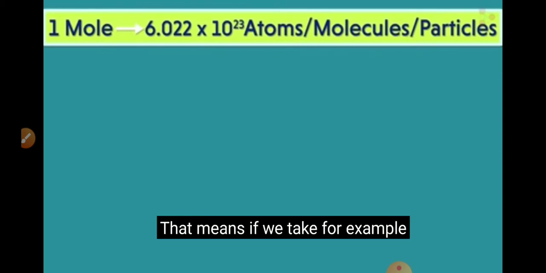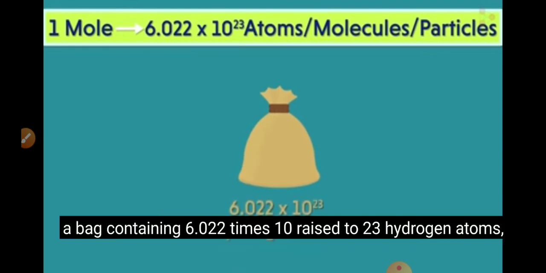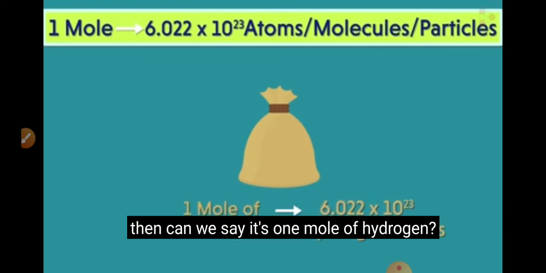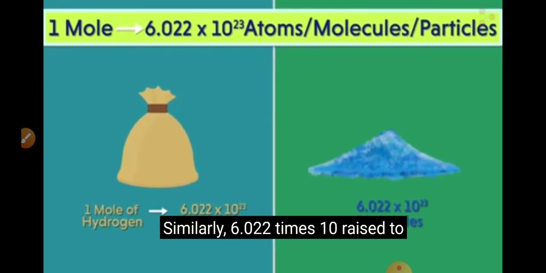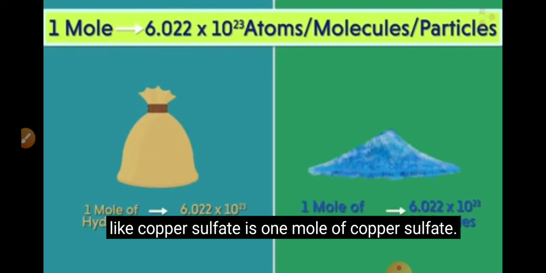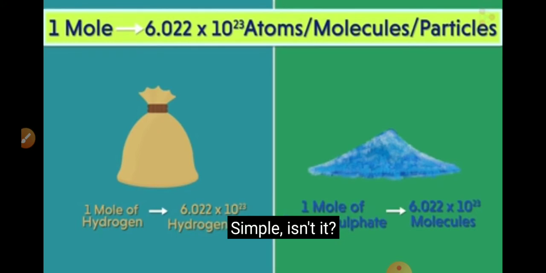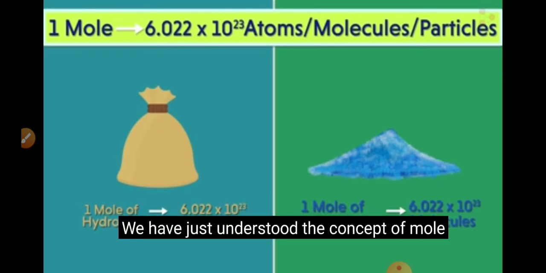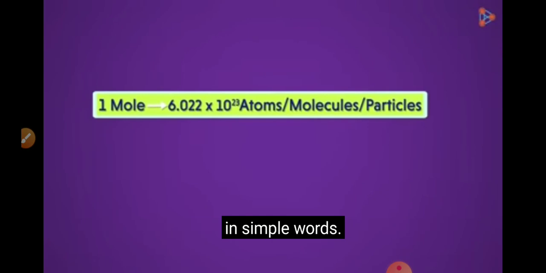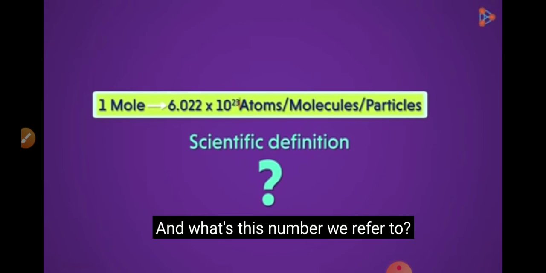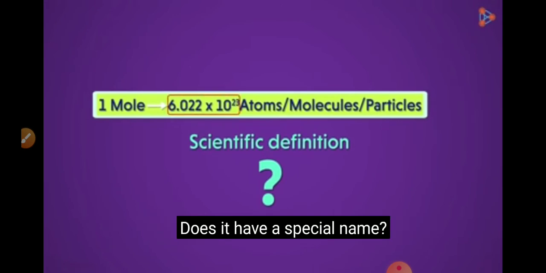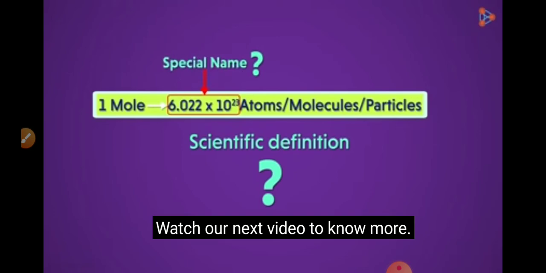That means if we take, for example, a bag containing 6.022 times 10 raised to 23 hydrogen atoms, then can we say it's 1 mole of hydrogen? Yes, that's right. Similarly, 6.022 times 10 raised to 23 molecules of any compound like copper sulfate is 1 mole of copper sulfate. Simple, isn't it? Wait, we have just understood the concept of mole in simple words. But we are yet to take a look at the scientific definition of 1 mole. And what's this number we refer to? Does it have a special name? Watch our next video to know more.